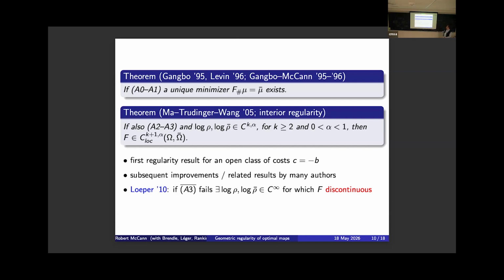And let me also mention, in particular, this work of Lopere, which showed that if the closure of A3 fails, so if the inequality on the previous page goes the wrong direction, then you can actually find densities that are bounded above and below and as smooth as you like, but the map has discontinuities in it. So you get a picture like this, maybe. So in some sense, A3 is a sharp condition for smoothness.